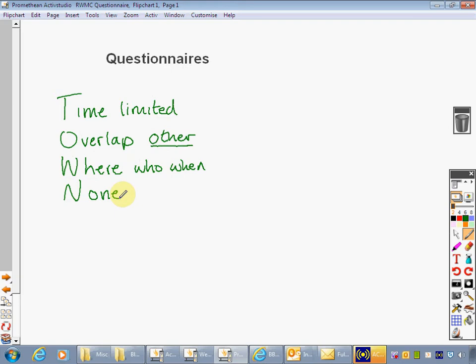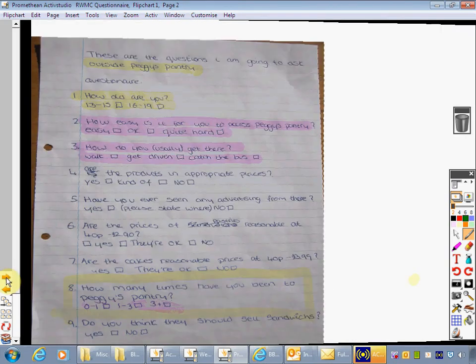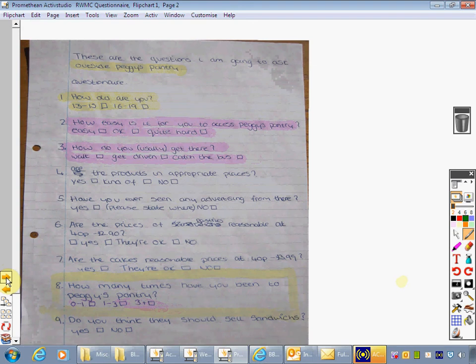Okay, I'm now going to look at a questionnaire that I saw when I was walking around doing the audit of maths across the curriculum. This is a genuine questionnaire. I've actually asked a student to copy it up for me so we couldn't recognise the handwriting of who it actually was. But I just want to look at this and say how I may improve it if I was to be teaching this. First of all, these are questions that I'm going to ask outside Peggy's pantry.